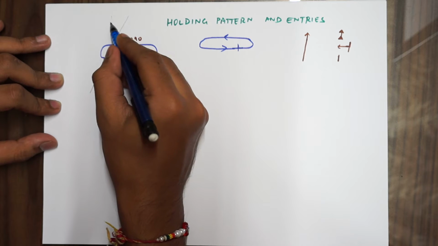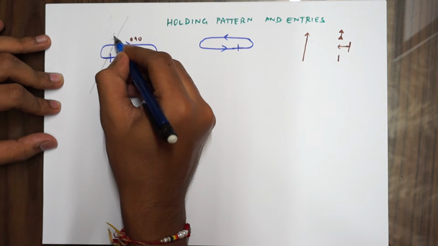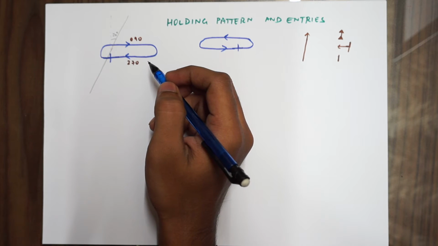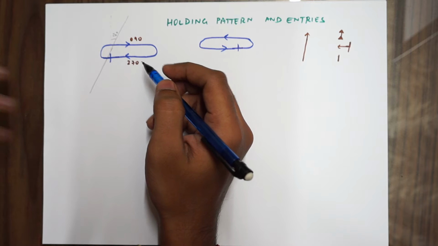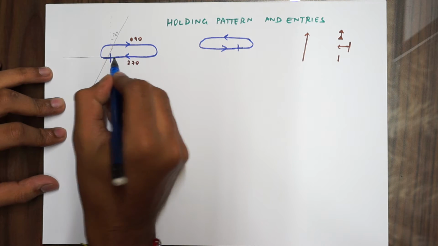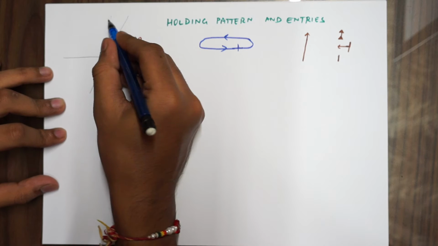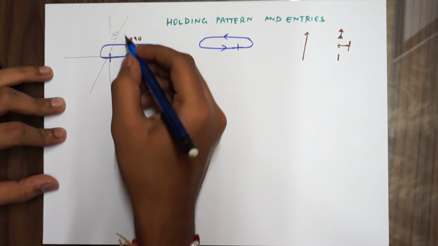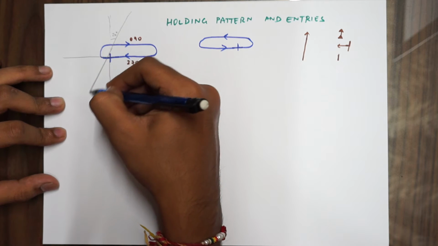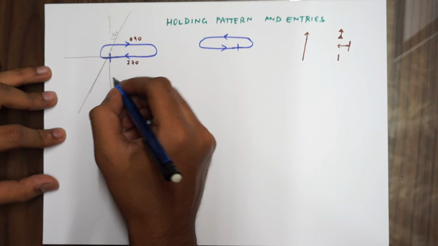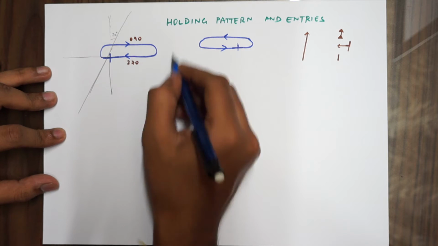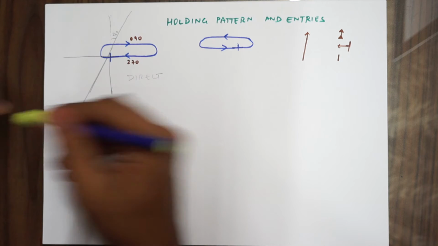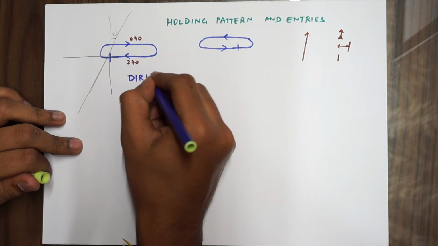This angle with respect to the perpendicular is 20 degrees. Always remember this. This is to be done for every possible hold to determine your entry. Then you draw lines like these. This is the important line that you've drawn. All the entries that come from this side of the hold are direct entries.